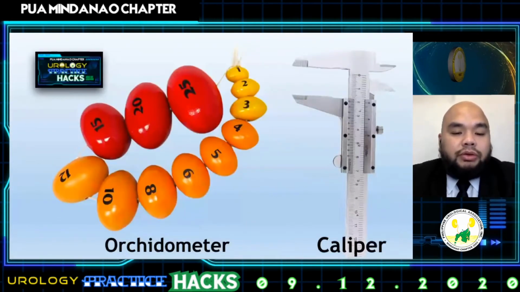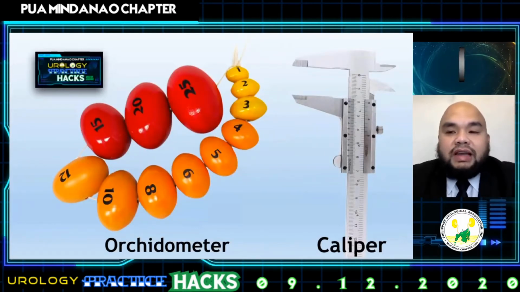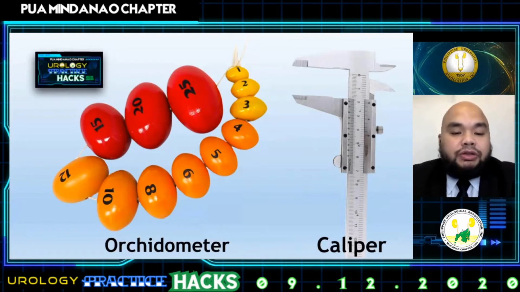I recommend you to use an orchidometer or a caliper to get an estimation of the size of the testis. I personally use an orchidometer in my practice. Less than 15 ml is considered small testis. The red beads are considered normal sizes.